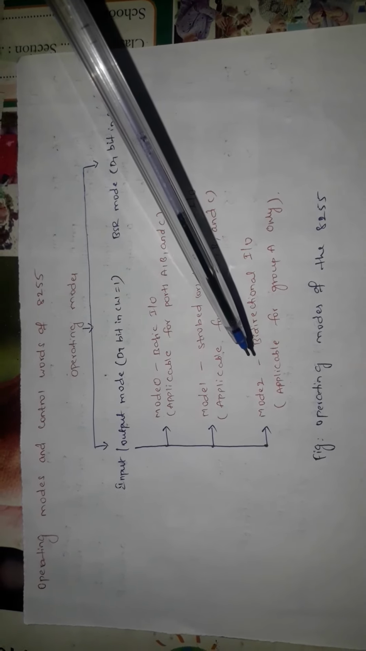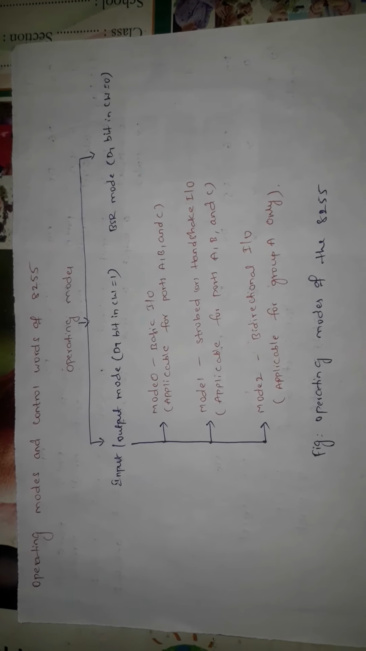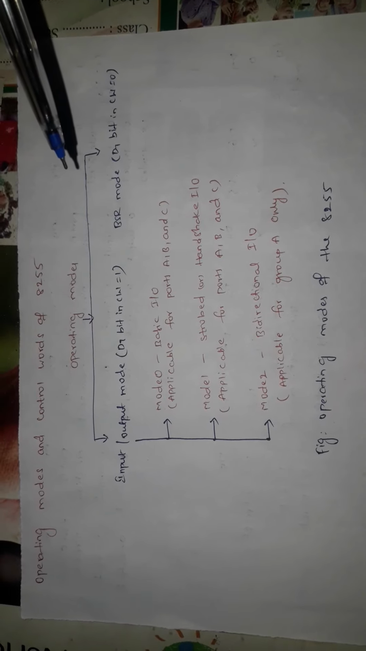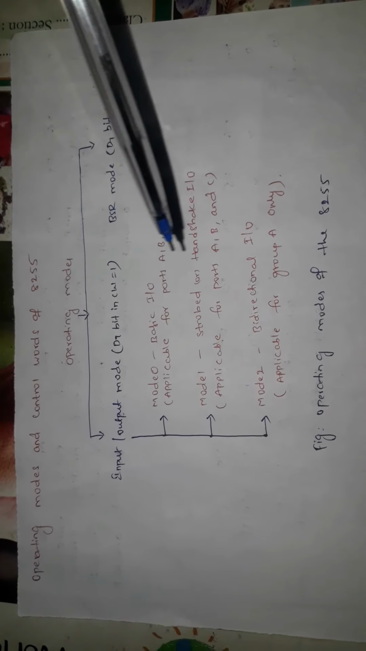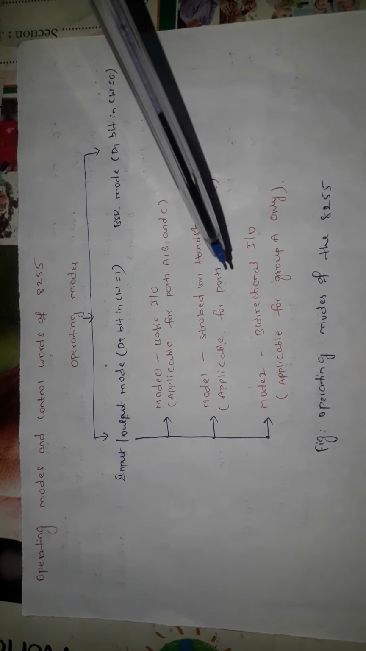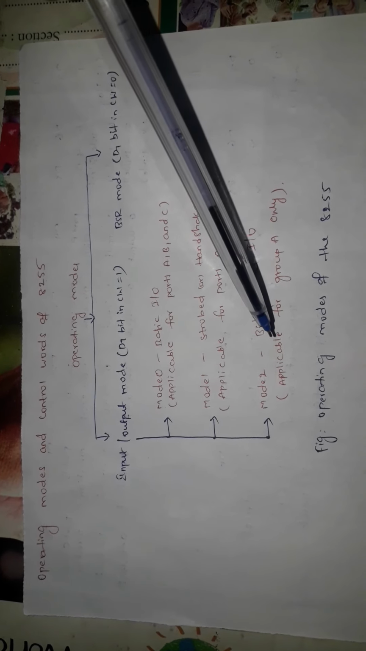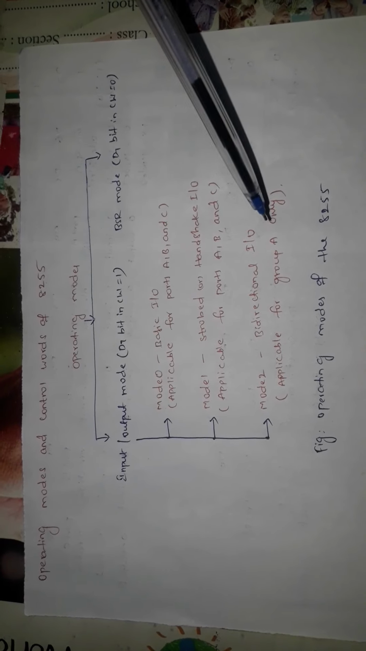And in mode 2, bidirectional IO, it is applicable only for group A. That is, in group A we have only port A and port C upper. Port C upper is used to generate the control signals, and port A is used for the IO operation.